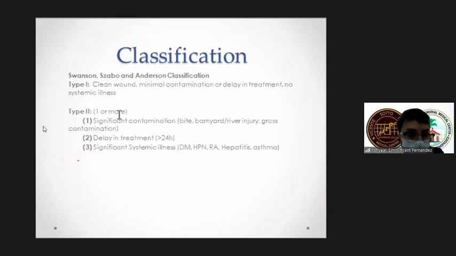Your type 2 is if there are one or more of these criteria: significant contamination, such as farm injury, barnyard injury, or injury that occurred in the river. Or if there is delay in treatment of more than 24 hours and significant systemic illness, such as DM, hypertension, rheumatoid arthritis, and even hepatitis and asthma. So for type 1, primary internal fixation or immediate wound closure is recommended, while for your type 2, primary internal fixation could be done, but delayed closure is recommended, since it's more or less contaminated.